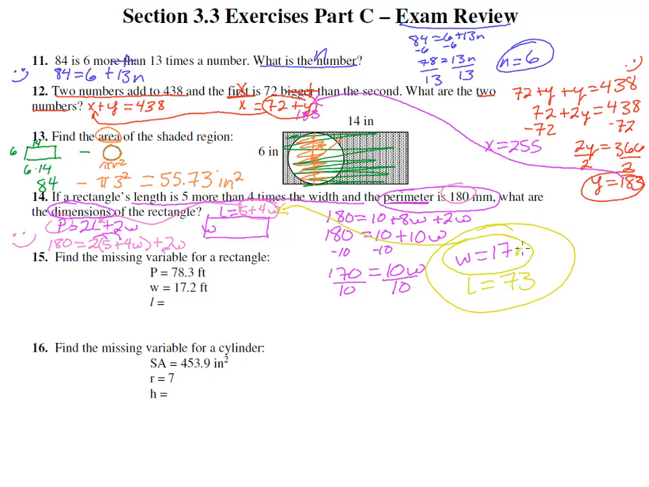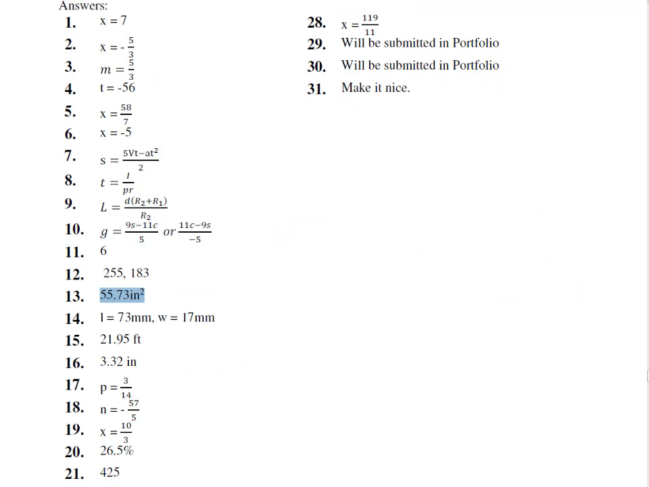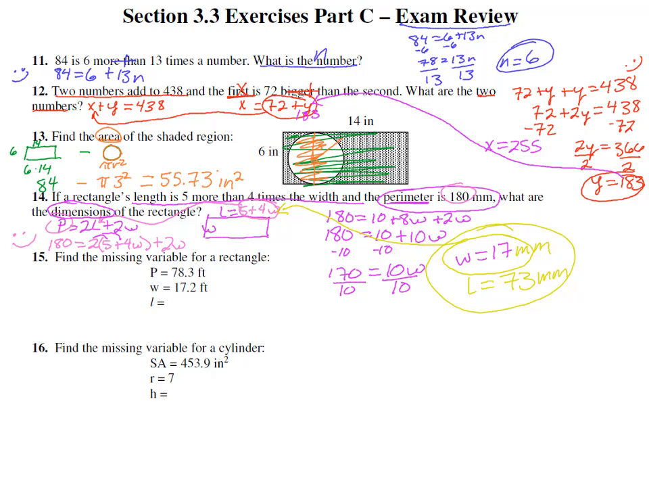And we are in millimeters. So millimeters. Good. Let's go and double check that. We get 73 millimeters for the length, and the width is 17 millimeters. Correct. Okay, number 15. Find the missing variable for the rectangle.